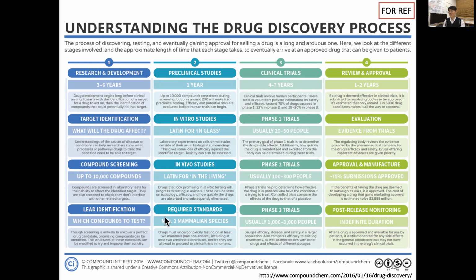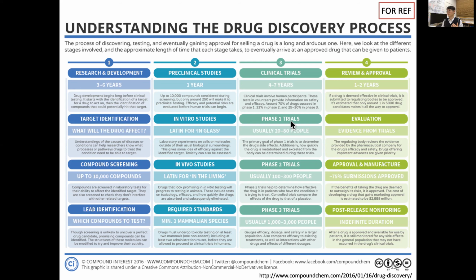And you see, to be approved for clinical trial, a minimum of 2 mammalian species is necessary, including 1 non-rodent. That means a typical laboratory rodent study, such as mice or rats, is not enough. To go into the human clinical trial, those toxicity and efficacy studies have to be done with other species such as rabbits or dogs.